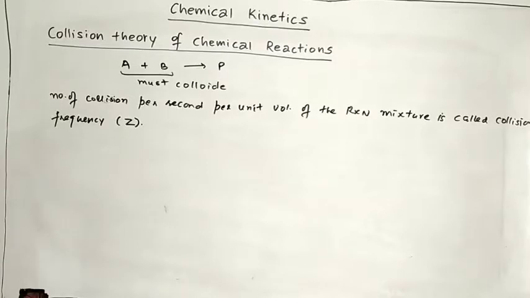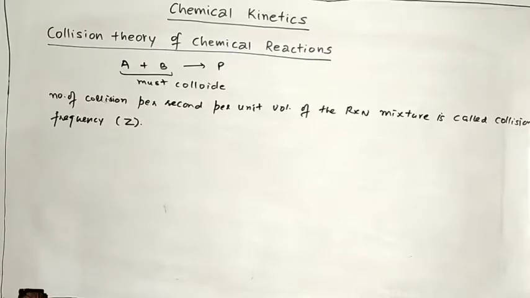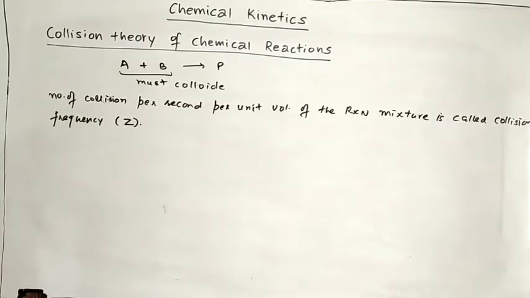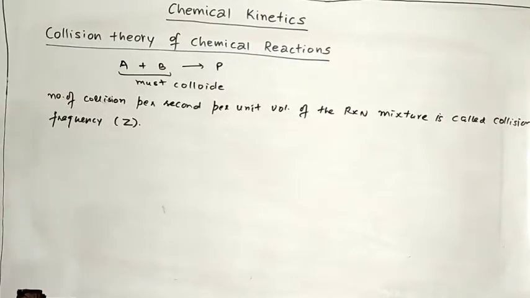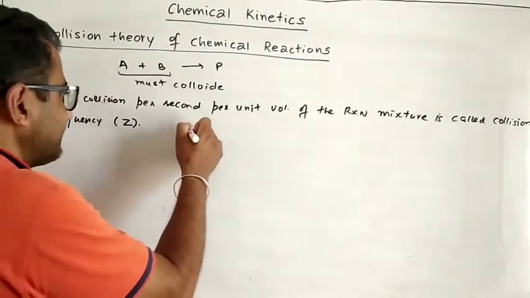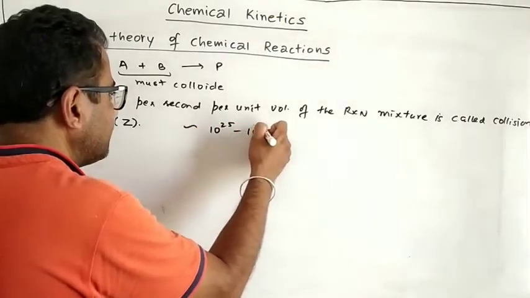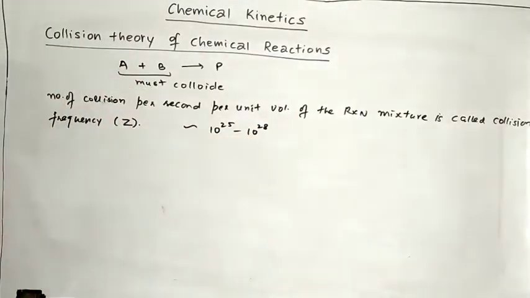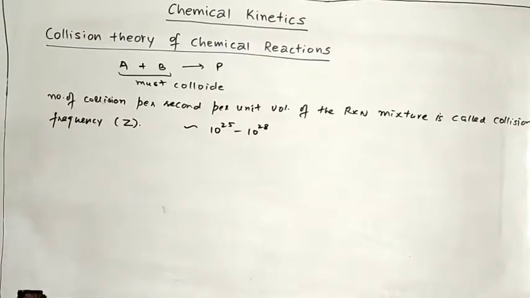Since the collisions are taking place at a very fast rate, the value of collision frequency is very high. That means you can say that the collision frequency is in the order of 10^25 to 10^28. So this large number of collisions takes place in a short time, in 1 second. These are the number of collisions per second per unit volume of the reaction mixture. So this means that chemical reactions with such a high collision frequency must be extremely fast.